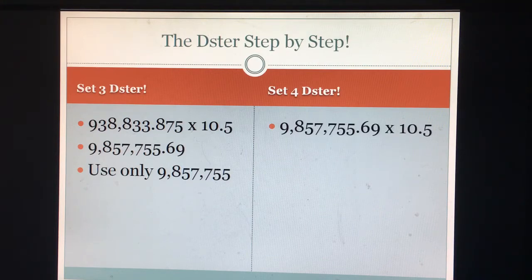We use the previous number with the decimal, and you times it by 10.5, which will give you 103 million, 506,435. That's a full number set without any decimal. And your last set should have 9 numbers.